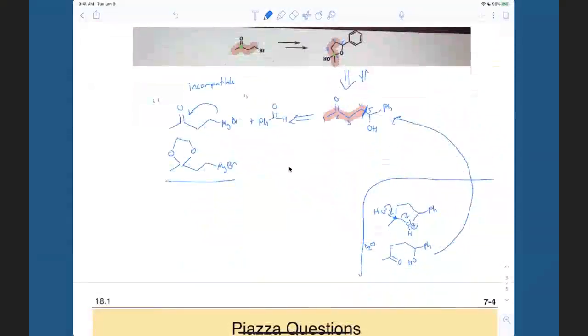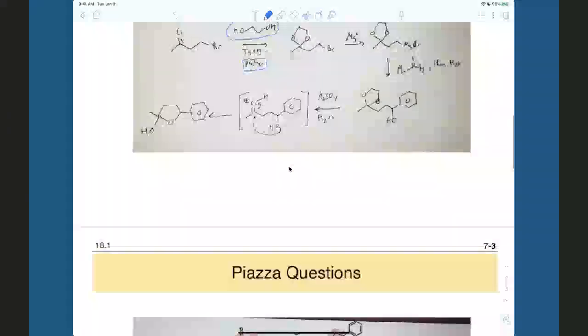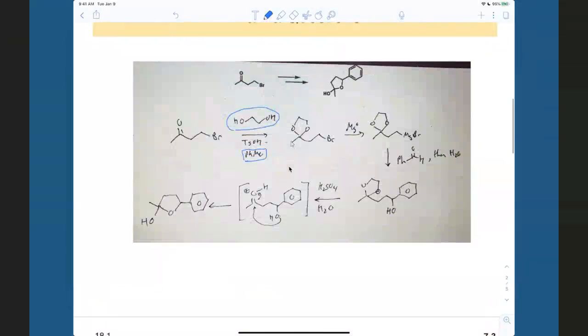In this case, yeah. You could use zinc in this step if you wanted to. But you would not be able to use it here. This would still be incompatible. Organozincs don't react with esters, but they will react with ketones. So you'd still have an incompatibility problem. There's not much of a way to get around using a protecting group in this example.